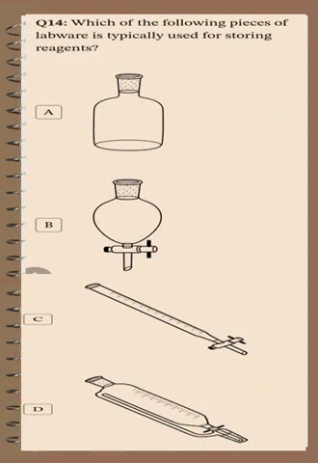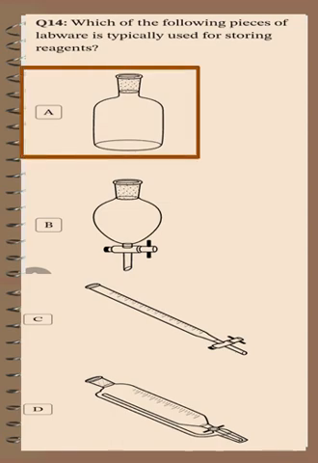Question number 14. Which of the following pieces of labware is typically used for storing reagents? Storing means keeping things safe for a long time. We have something that is closed, something we keep in cupboards for a long time. We have here number A. It's a shape of tools that we use in the lab.